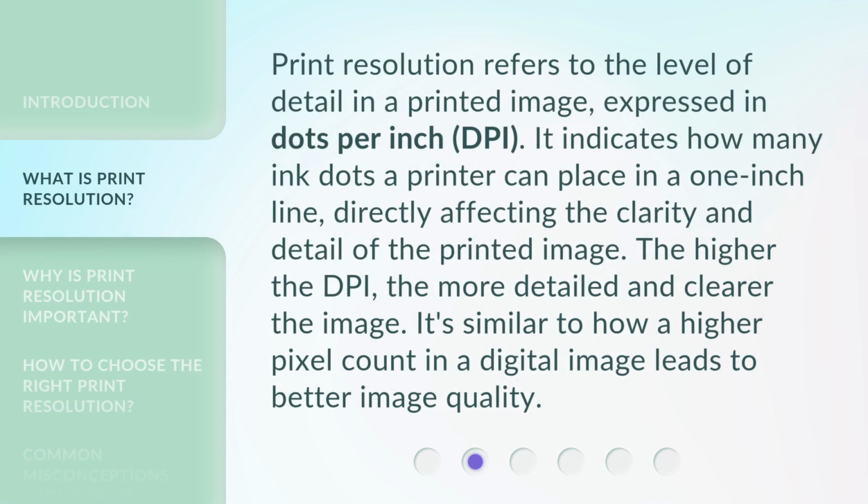Print resolution refers to the level of detail in a printed image, expressed in dots per inch, DPI. It indicates how many ink dots a printer can place in a 1-inch line, directly affecting the clarity and detail of the printed image. The higher the DPI, the more detailed and clearer the image. It's similar to how a higher pixel count in a digital image leads to better image quality.